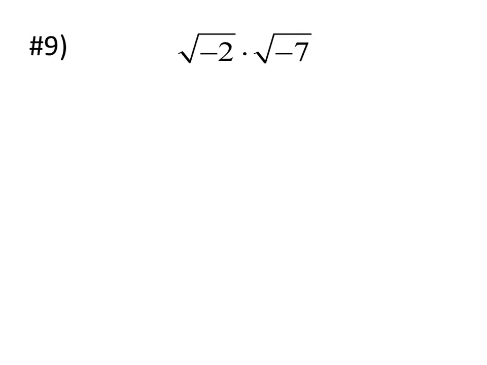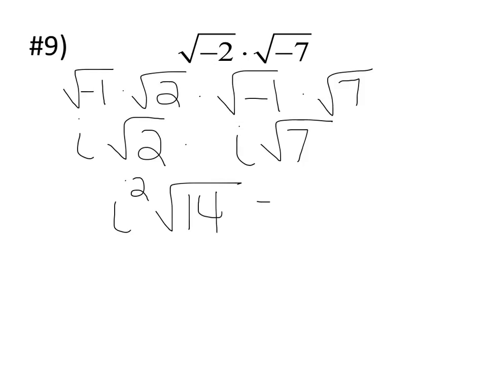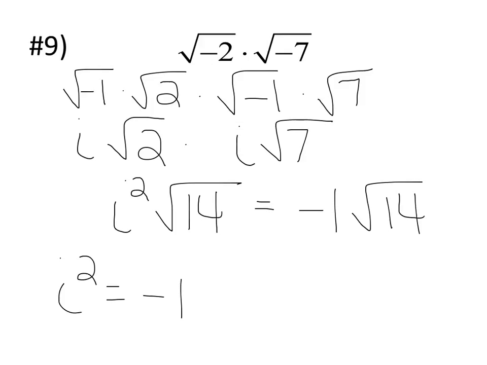Okay, you've got the square root of negative 2 times the square root of 7, so we're going to break these up into the square root of negative 1 times the square root of 2 times the square root of negative 1 times the square root of 7. Now we know the square root of negative 1 is I, and we can't do anything with the square root of 2, and then the square root of negative 1 is I, and then we can't do anything with the square root of 7. So this gives us I squared times the square root of 14, and we know I squared is equal to negative 1. So then this gives us negative 1, the square root of 14, which we're just going to simplify to the negative square root of 14.